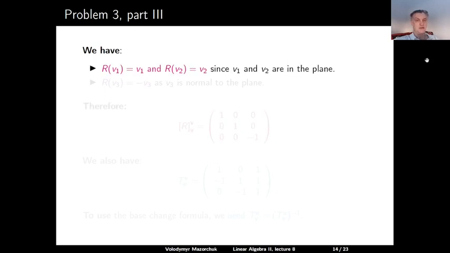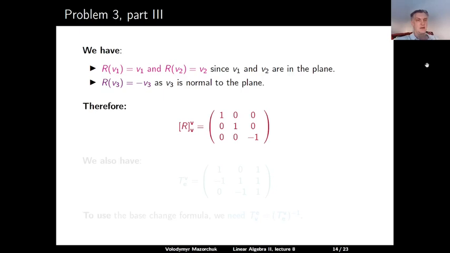Since the vectors v1 and v2 belong to our plane, then r of v1 is equal to v1 and r of v2 is equal to v2. And also, since v3 is normal to the plane, we have that r of v3 is equal to minus v3. Therefore, the matrix of R with respect to our basis V is the diagonal matrix with 1, 1, and minus 1 on the diagonal. So this one means that R of V1 is V1, this means that R of V2 is V2, and this means that R of V3 is minus V3.